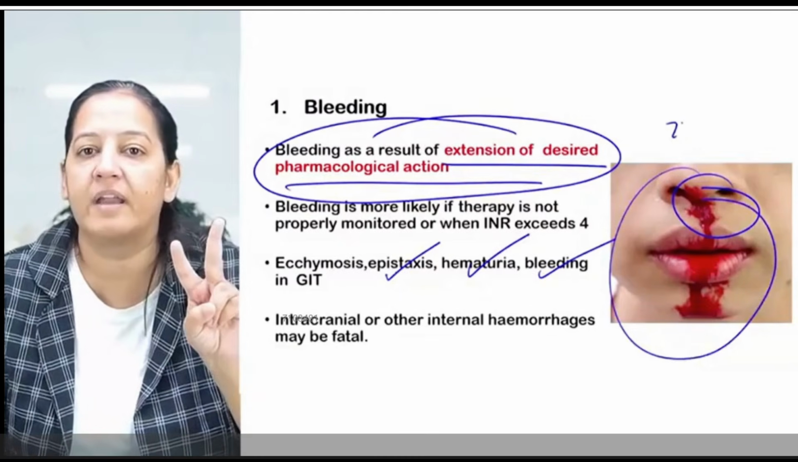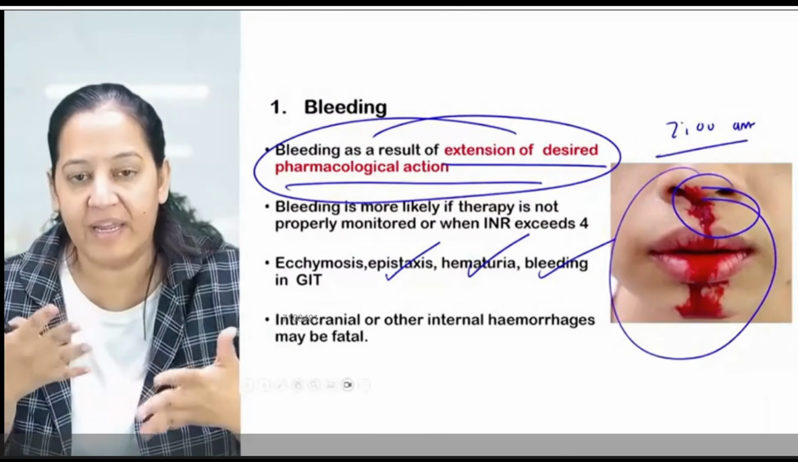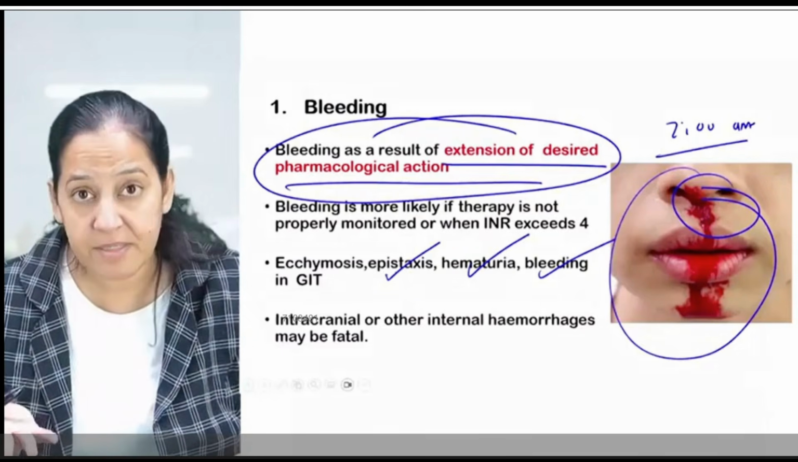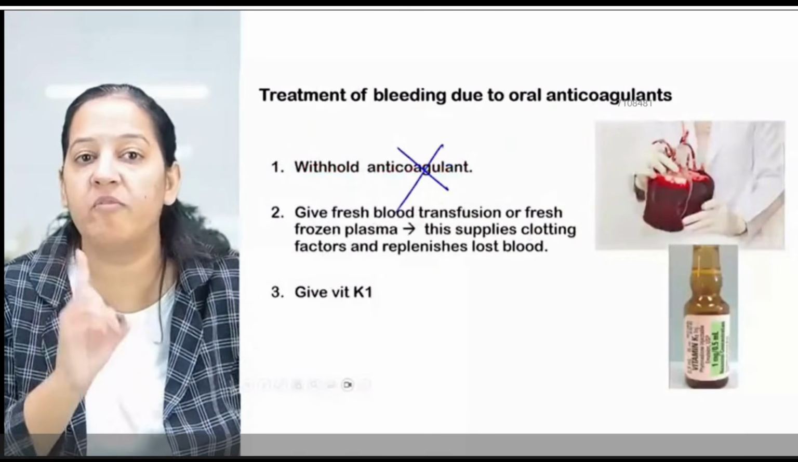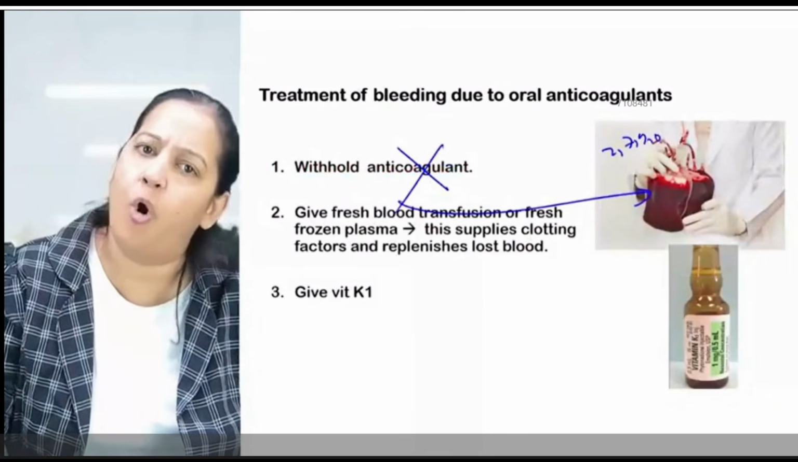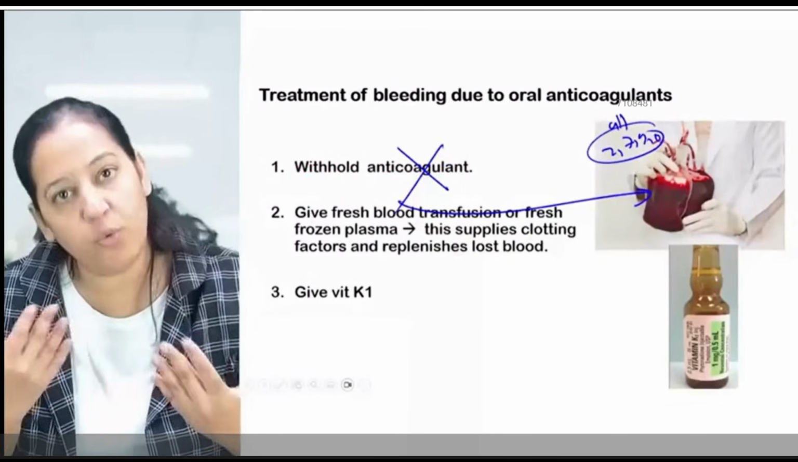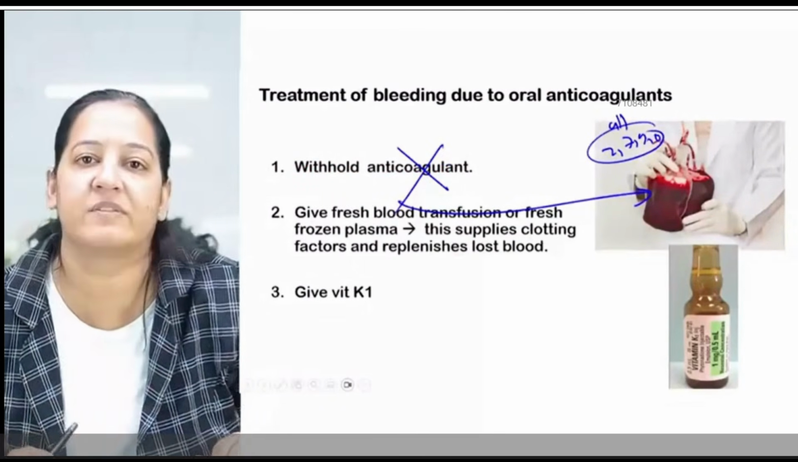At 2 a.m. at night, you got a call. The doctor, I'm having nose bleeding, bleeding anywhere, internal bleeding, external bleeding. It's an emergency. Stop warfarin. The first thing, stop warfarin. Give fresh blood, which contains 2, 7, 9, 10, which contains all 12 factors, including 2, 7, 9, 10. Why am I bleeding? Because my blood does not have a zero level of 2, 7, 9, 10.